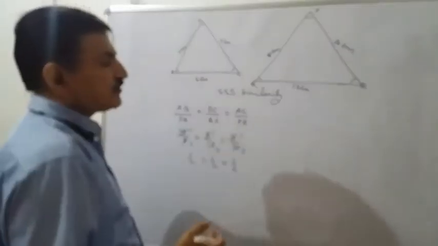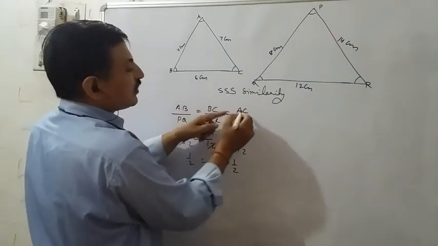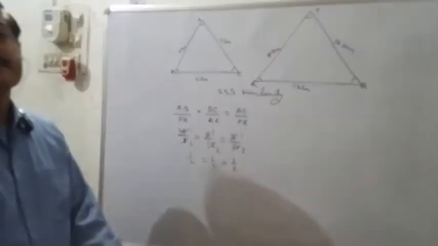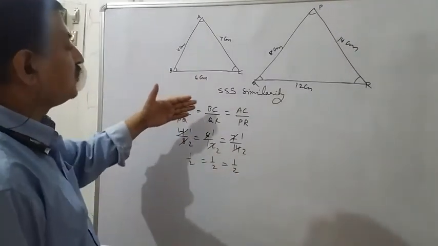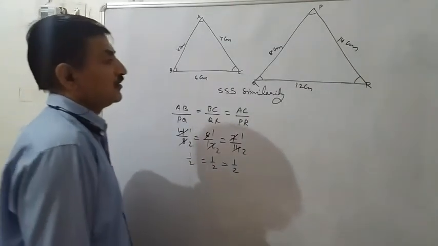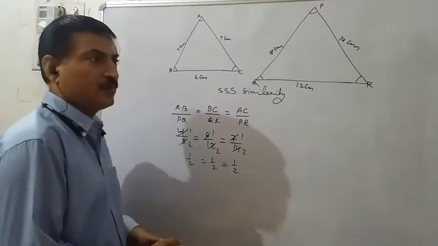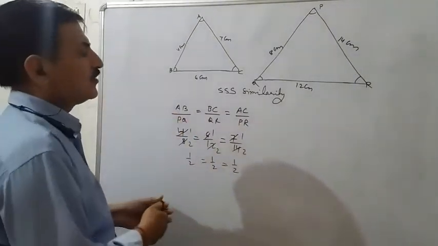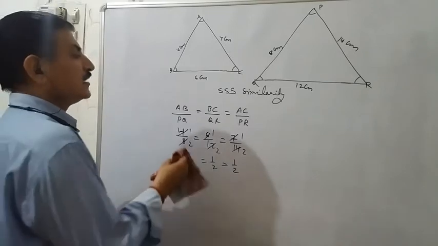Now in which case will they be congruent? When AB equals PQ, BC equals QR and AC equals PR, that is, AB upon PQ equals BC upon QR equals AC upon PR, each ratio being 1 by 1, then the triangles will be congruent. Here we are doing the similarity cases. So we have got three things: AAA, AA and SSS similarity.